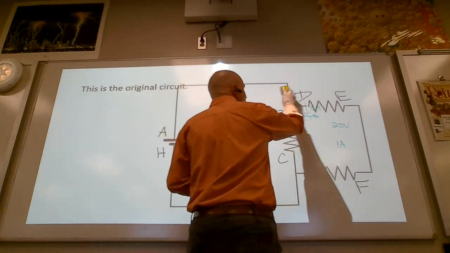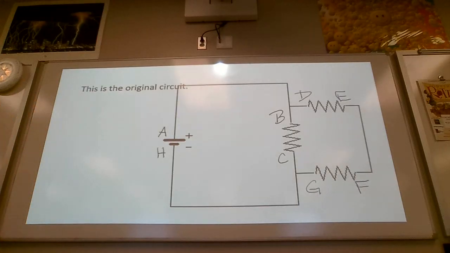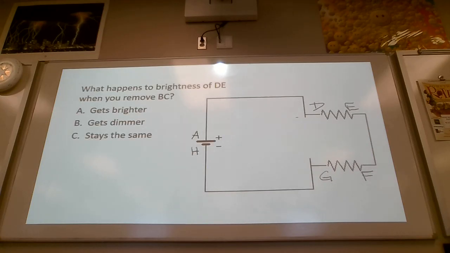Okay, here's your original circuit. Here's what we're going to do. What happens to the brightness of DE when BC is removed? So we had BC, we take that out. What happens to DE? Have a conversation. Tell why you think so.